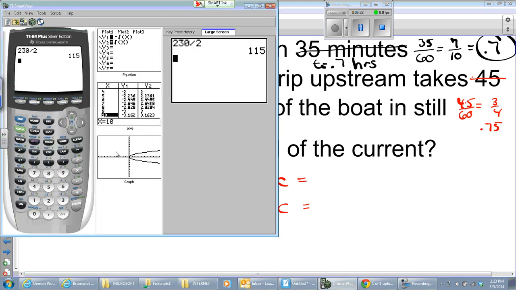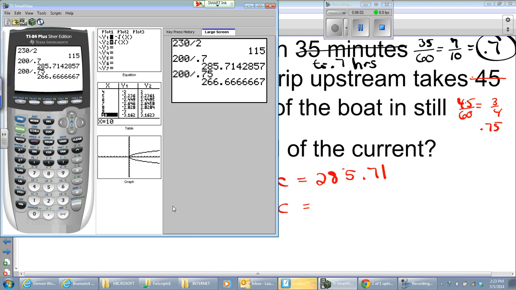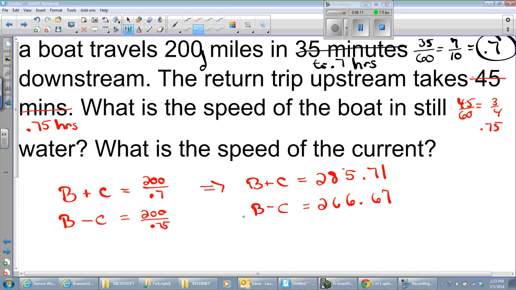I'm going to go with 200 divided by 0.7. And that will get me 285.71. Okay, and then I can do 200 divided by 0.75. And that'll get me 266.67. All right, minimize that.